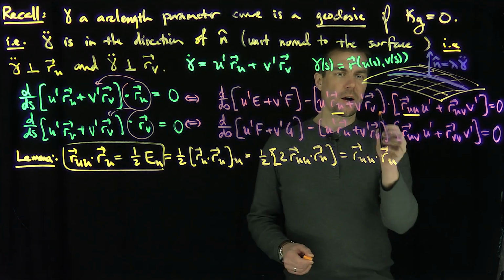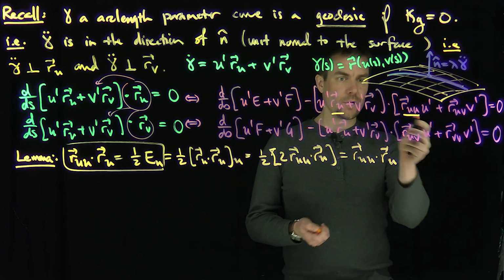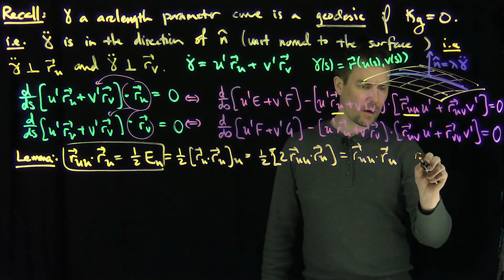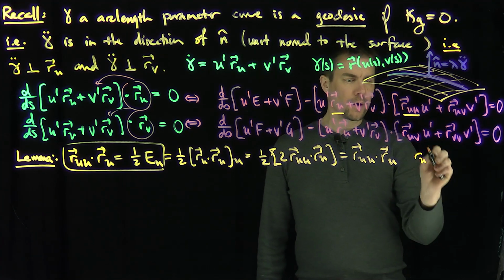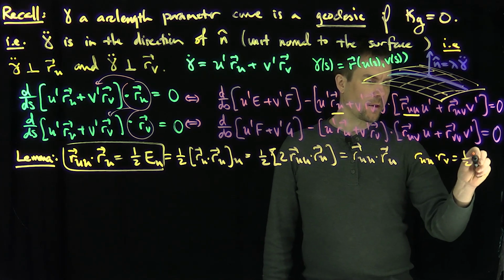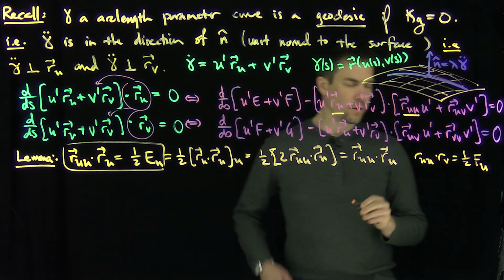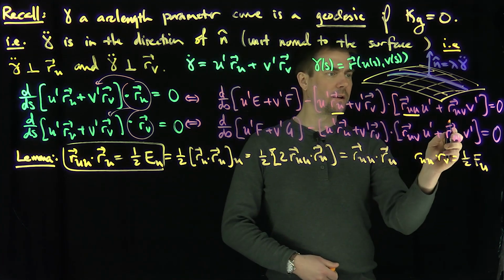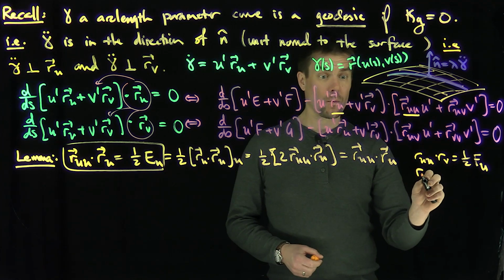What would r_uu dot r_v be? That's going to be what? That's going to be the u derivative of F, right? So then similarly, r_uu dot r_v would be 1/2 F_u. Okay. And then finally we have r_v, then r what?